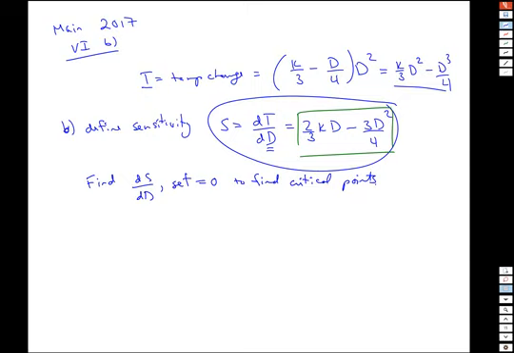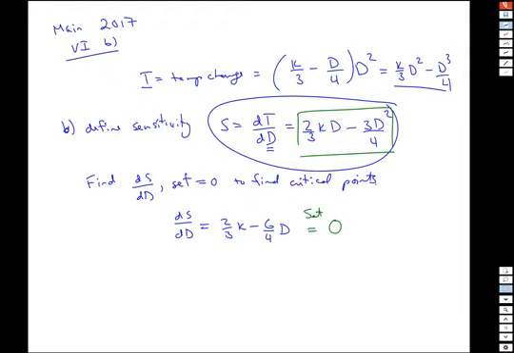Again, don't overthink it. I have a formula. If I find its derivative and set the derivative equal to 0, I get critical points. So dS/dD is going to be 2/3 k minus 6 over 4D. And we just set that equal to 0.